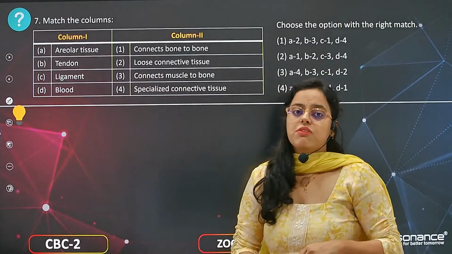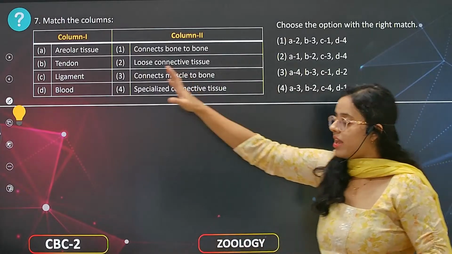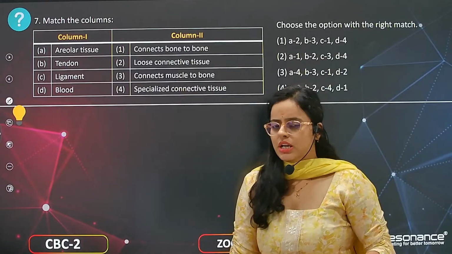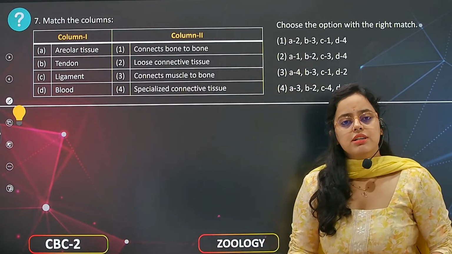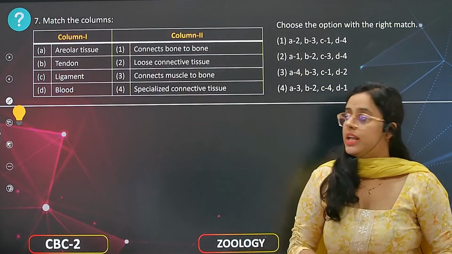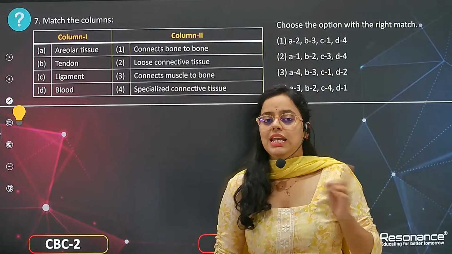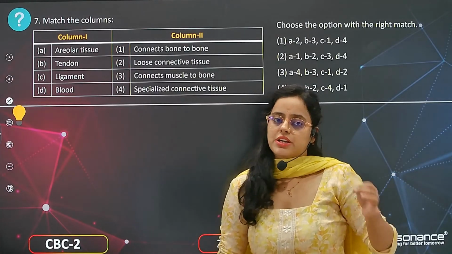Now match the following. Areolar tissue. Column 1 consists of areolar tissue, tendon, ligament, and blood. Now by seeing itself, you can tell areolar tissue is a connective tissue, right? Tendon connects muscle to bone. Ligament connects bone to bone. And what about blood? It is a specialized connective tissue.